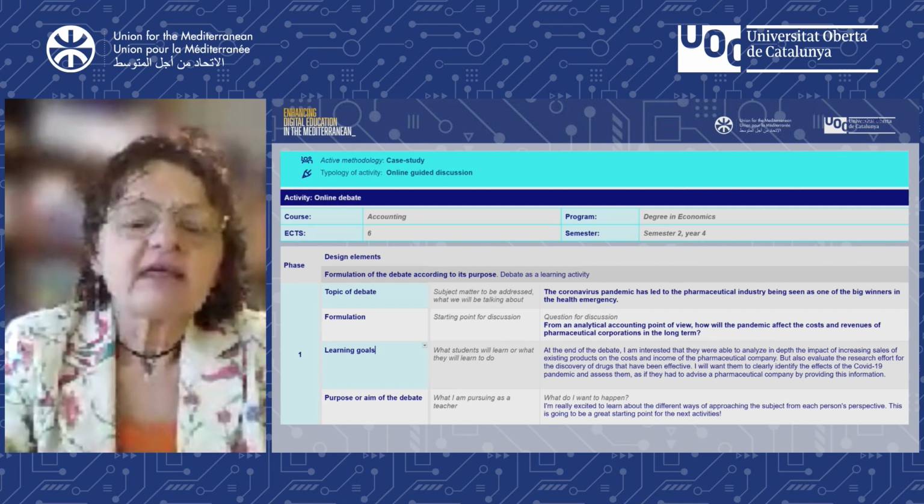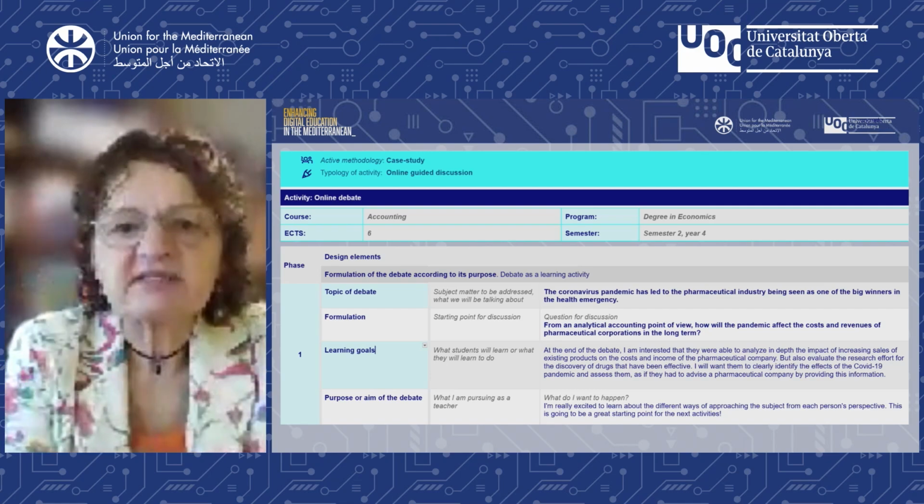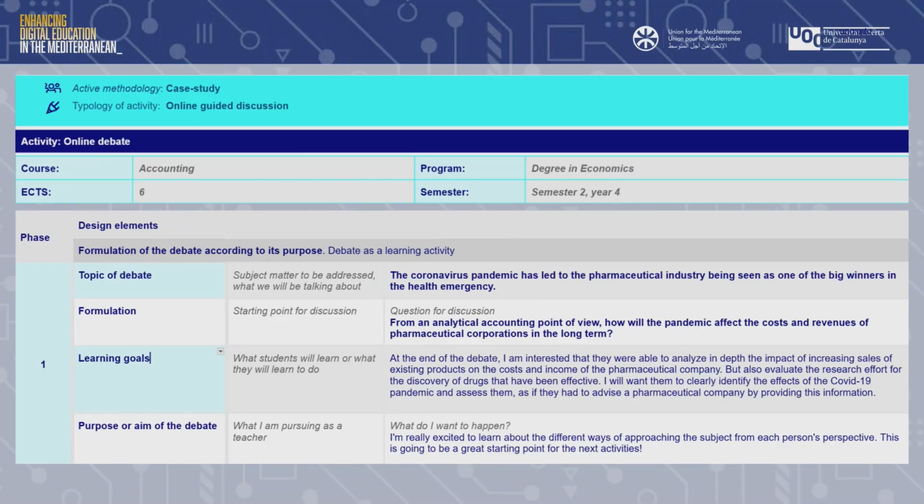So the design of a debate has four phases. The first one is related to the formulation of the debate, okay? And here what I wanted to point out is that you have to have clear the topic of the debate. In this case, the coronavirus pandemic has led to the pharmaceutical industry being seen as one of the big winners in the health emergency, right? Okay, but this is the topic, but it is not the question.